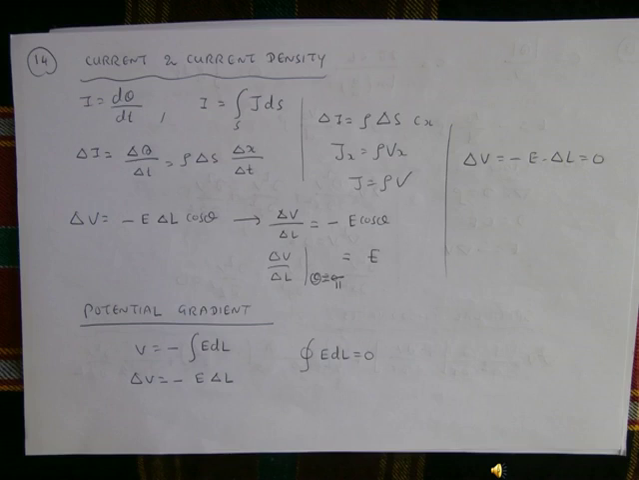So the potential gradient can also be calculated. V equal to minus integration v equal to minus integration e dl. So the del v equal to minus e del l. So the sub cup integrate e dl equal to 0.